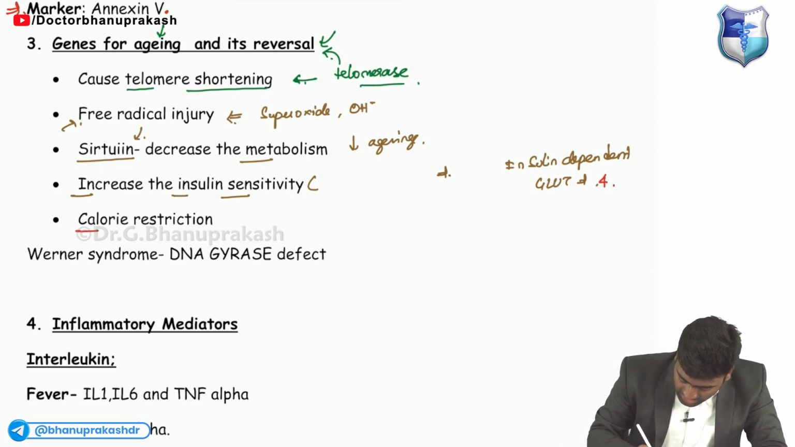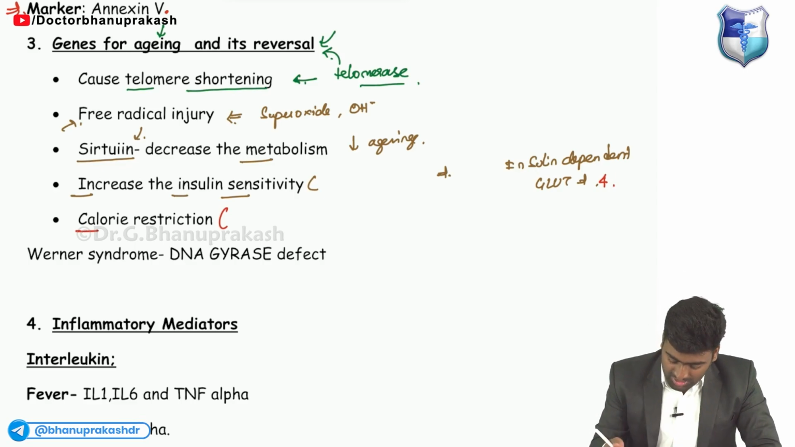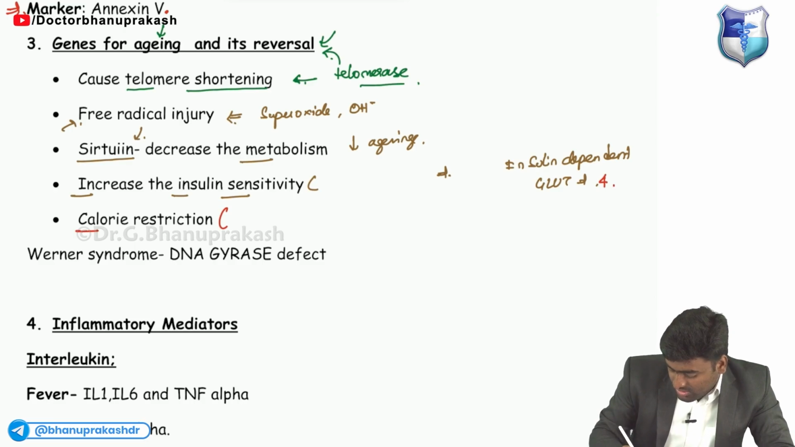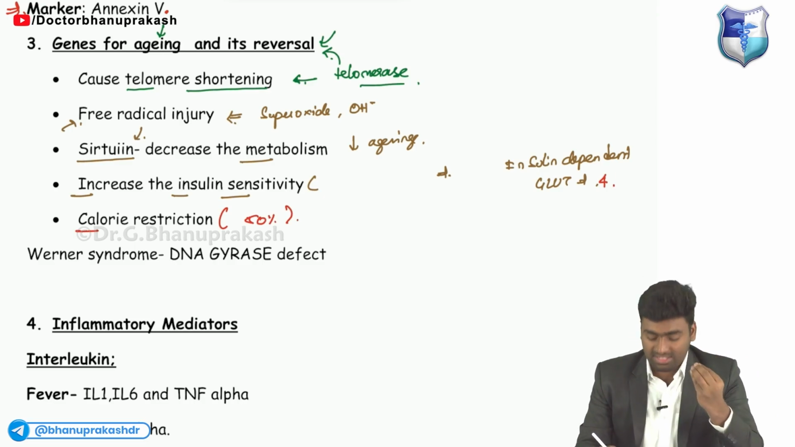Next one is calorie restriction. If you take decreased calories, then there will be a decreased metabolism, and then there will be increased sirtuins. Okay, so calorie restriction by around 50% less than the usual intake will lead to a decrease in the aging process.